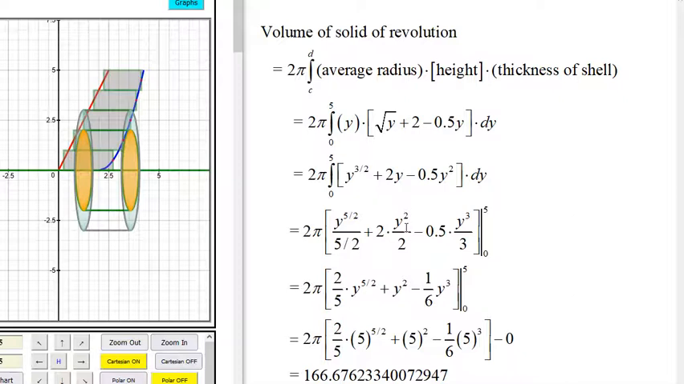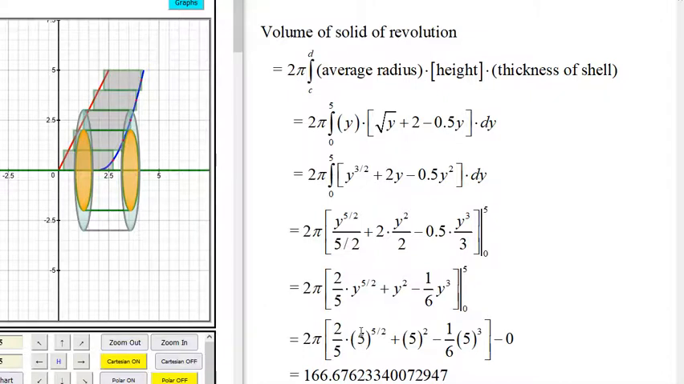Antiderivative for y is y squared divided by 2. Antiderivative of y squared is y to the 3rd divided by 3. Dividing by 5/2 is the same as multiplying by 2/5. 2 divided by 2 is 1. 0.5 divided by 3 is 1/6. And then we'll evaluate from 0 to 5.